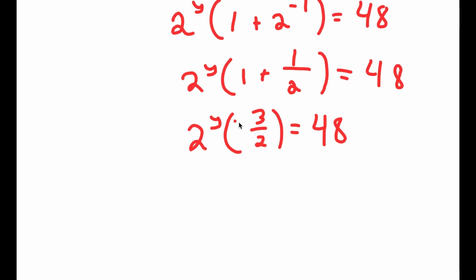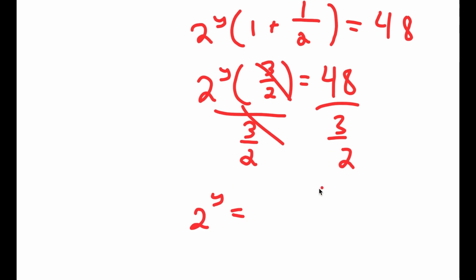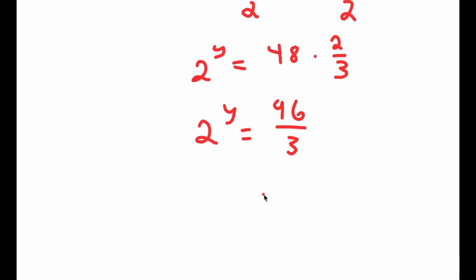Now we want to isolate 2 to the power of y. So to do that, we have to get rid of this 3 over 2. And to get rid of the 3 over 2, we have to divide both sides by 3 over 2 to cancel the multiplication. So then these two cancel out, and 48 divided by 3 over 2, that's the same thing as 48 times 2 over 3. And this is the same thing as 96 over 3. And 96 over 3 is equal to 32. So I have 2 to the power of y is equal to 32.